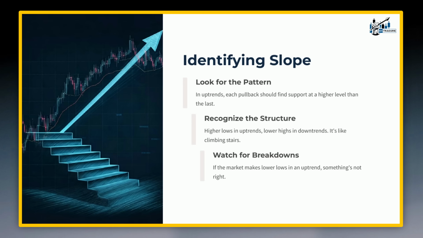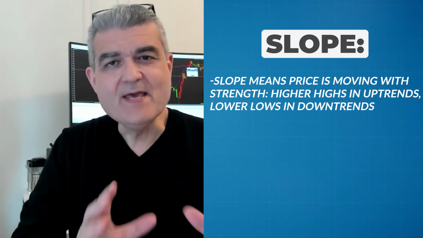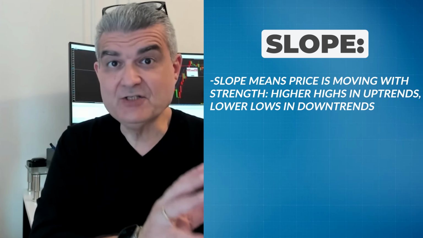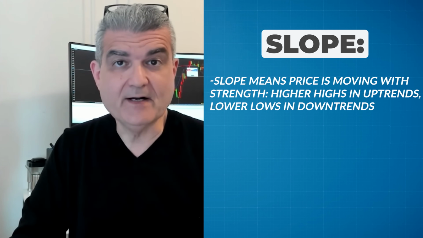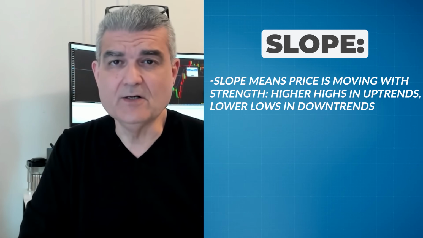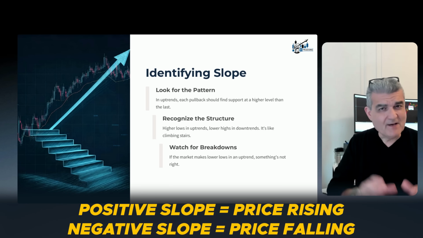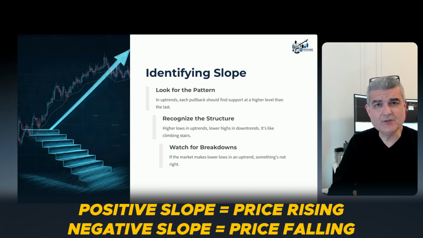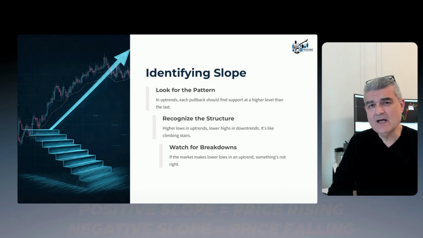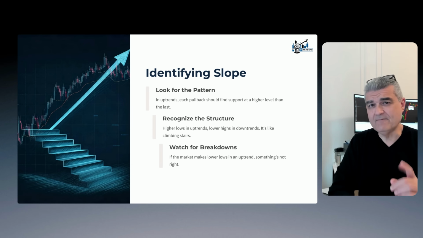The final component of our formula is slope. Slope is simply the idea of making sure that the fresh highs you're seeing are higher than the prior highs, or the fresh lows that you're seeing are lower than the prior lows. If you have positive slope, that means the instrument you're trading is rising. If you have negative slope, that means the instrument you're trading is falling. As long as you're on the right side of that equation, you're going to be in very good hands.